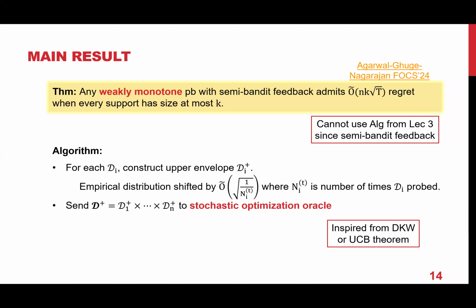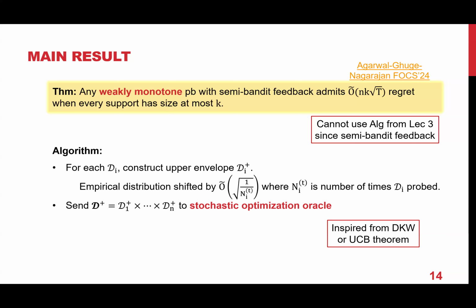You have all these distributions. Although you don't know them exactly, in fact, you don't even have the same number of samples from each of them, I can get some kind of an upper envelope on the performance of each distribution by just shifting the empirical distribution slightly up. And now play an algorithm which performs well for this upper envelope. The idea is the following.